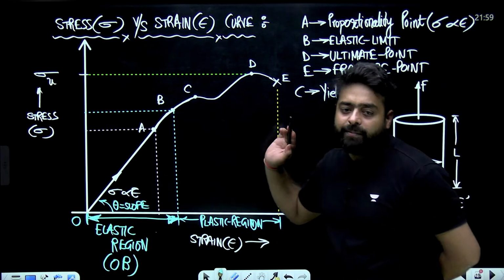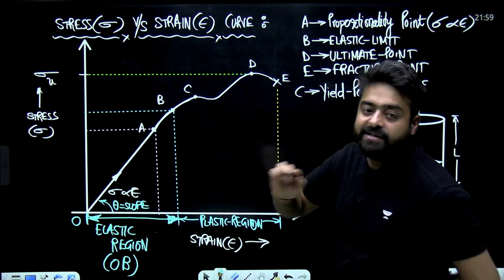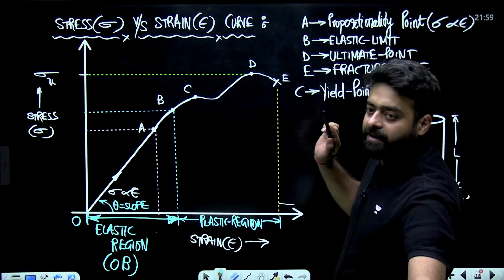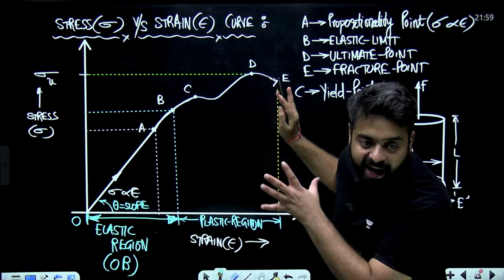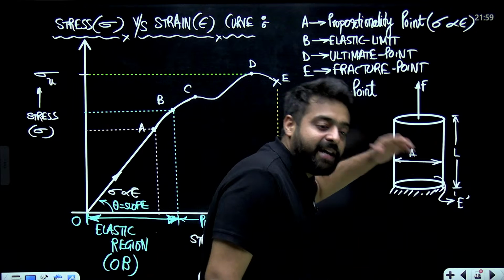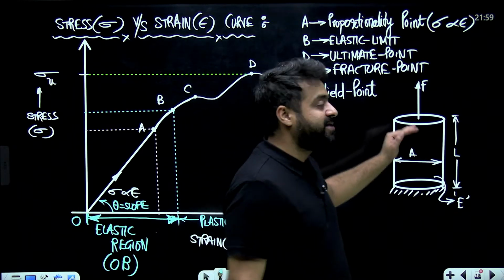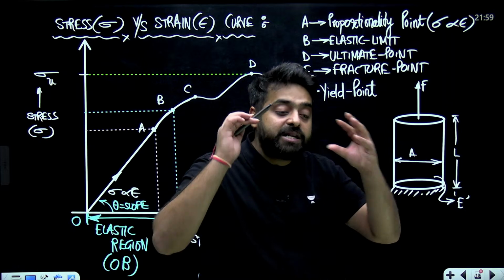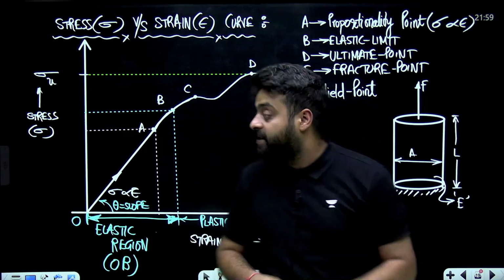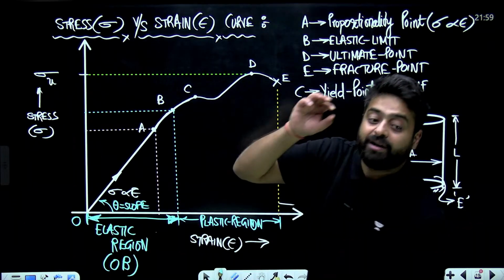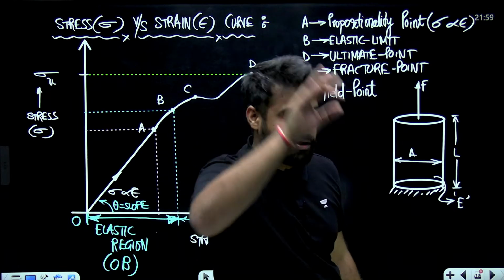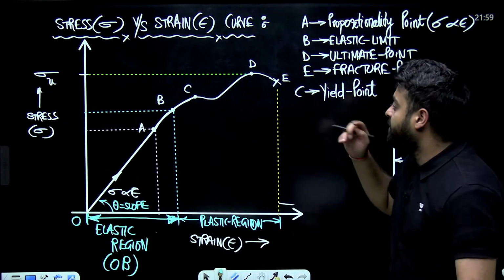D is important because it is the maximum stress that it can bear. This is the last point of the material, the most stress it can bear. In English, this is the last bearing capacity of the stress that it can bear, the D point. That's why it is called the ultimate point. It is a next level point.